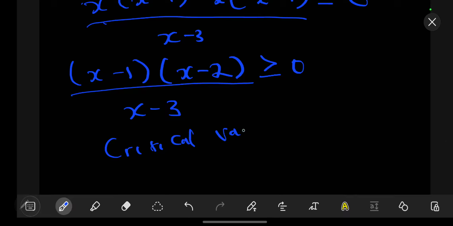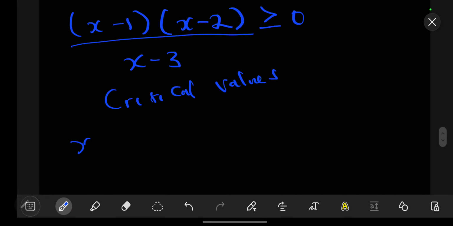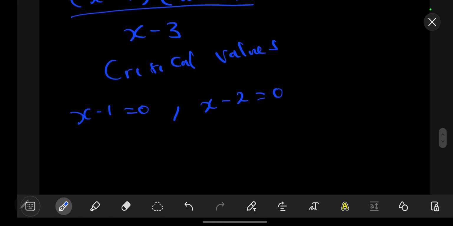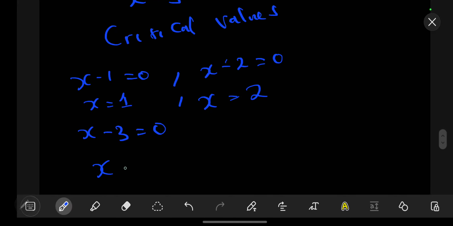So our critical values are the zeros of the equation. So for the critical values, we equate each of these factors to 0. So we are going to say x minus 1 should be equal to 0. We also have x minus 2 should be equal to 0. We also get the denominator equated to 0. So we can also have x minus 3 should be equal to 0. So x for the first one will be 1. We take that side, it will be x is equal to 1. Here we are going to have x should be equal to, when we take the 2 this side, x is equal to 2. Last but not the least, x should be equal to 3 here.